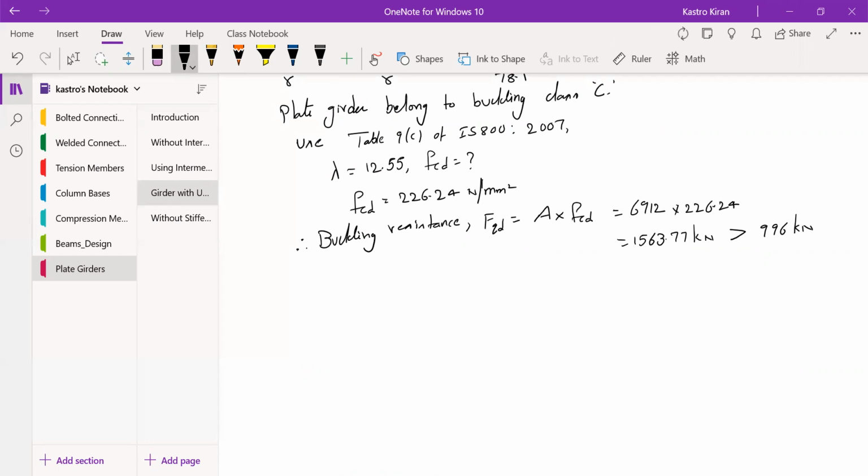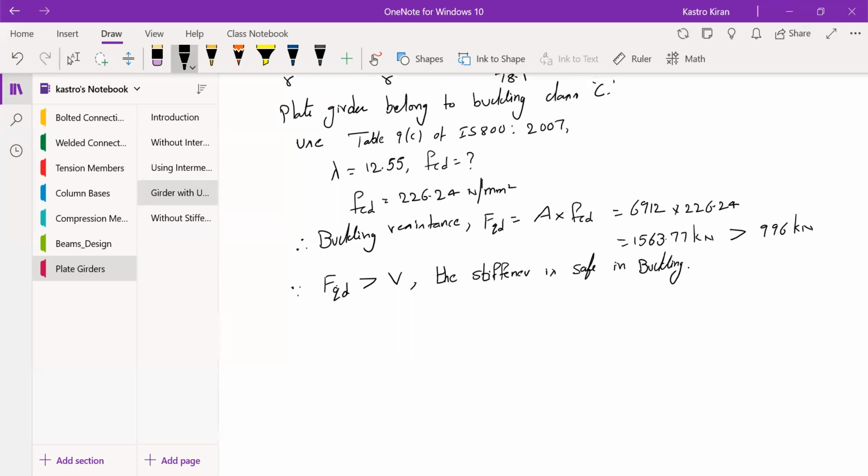Since the FQD is greater than the maximum shear force or the reaction force, that is capital V, the stiffener is safe in buckling. So the stiffener is safe in buckling.